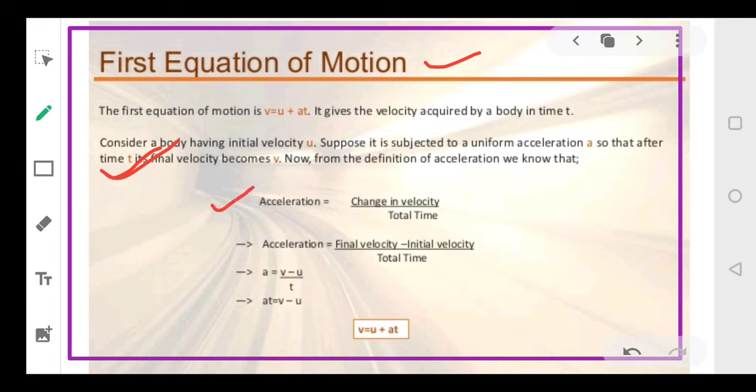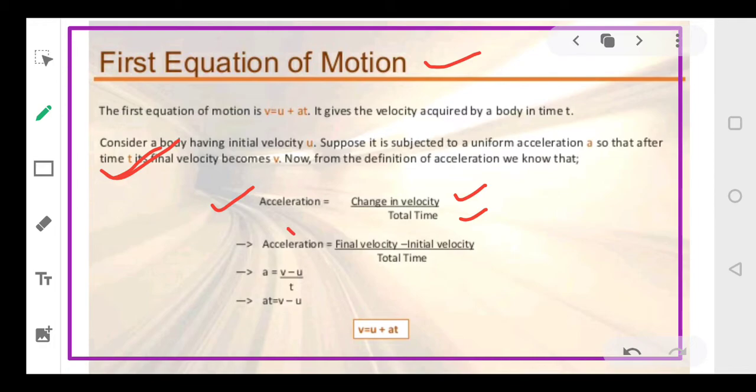Now coming to this, what is the formula of acceleration? The formula of acceleration is: acceleration is equal to change in velocity upon time taken. Acceleration is equal to change in velocity upon time taken, right?